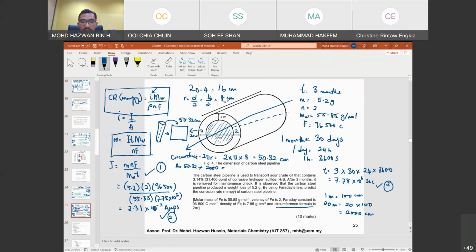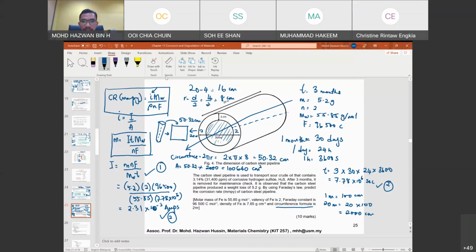$50.32 multiplied with 2000 gives 100,640 centimeter square. Okay, so this is actually the area. Just checking whether others got the same answer. Can give a thumbs up. Good. Okay. Right. So now I think everything is complete.